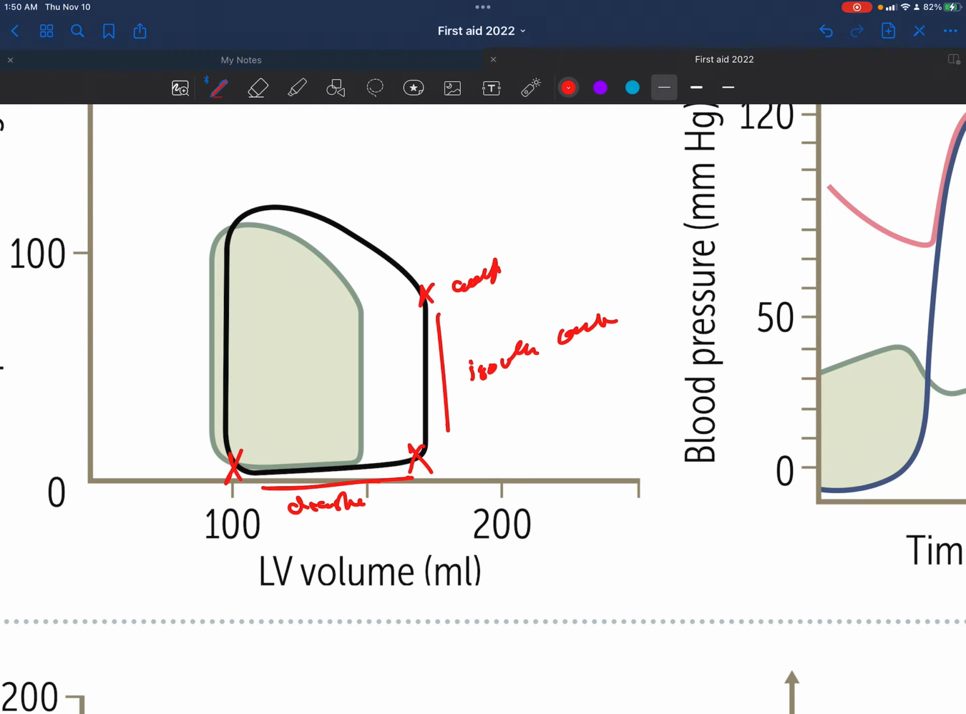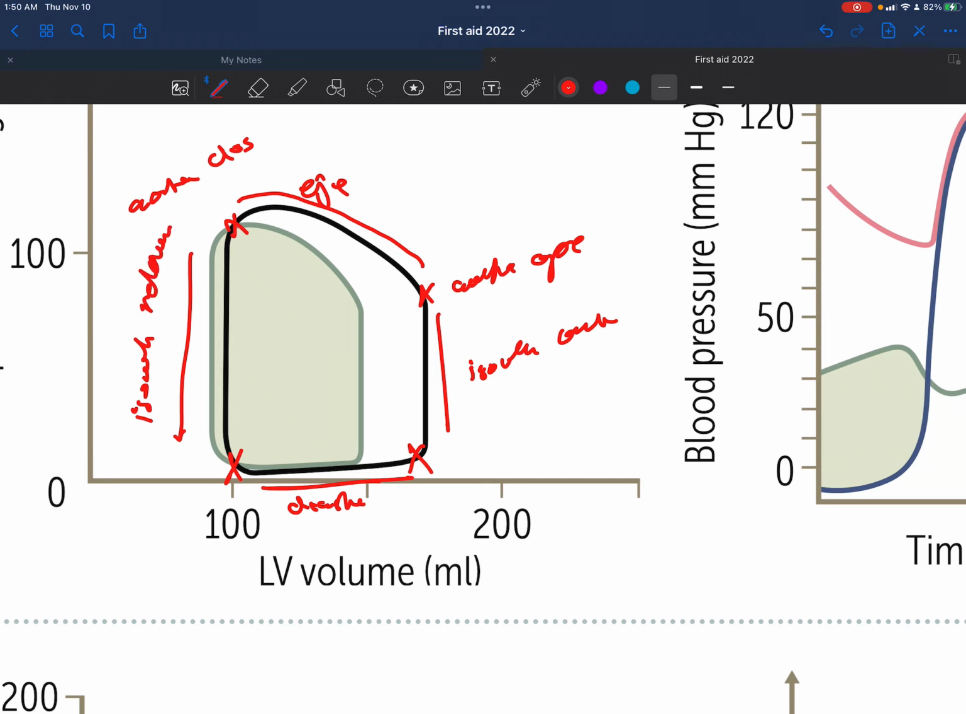Here's the aorta open, and here's the ejection. That's normal, and we get to where the aorta closes, and then we go down to the isovolumetric relaxation over here, and then here we have again the mitral closes, and we should have, of course, over here the end systolic volume, and over here the end diastolic volume.